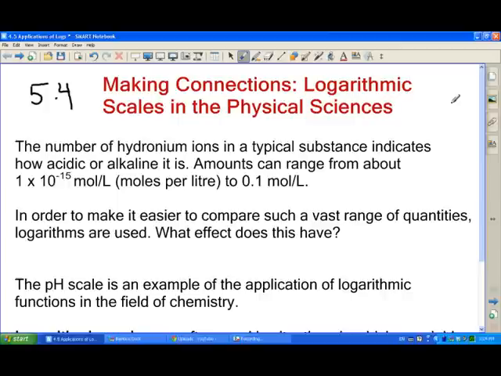If we were to graph these numbers, very, very small numbers, very, very large numbers, it'd be hard to determine the shape of the function that we're looking at. So in order to make it easier to compare these quantities, we use logarithms. And the pH scale is an application of the logarithmic scale.